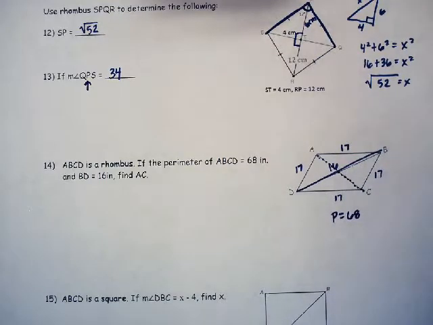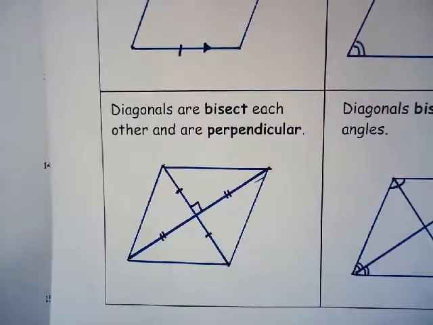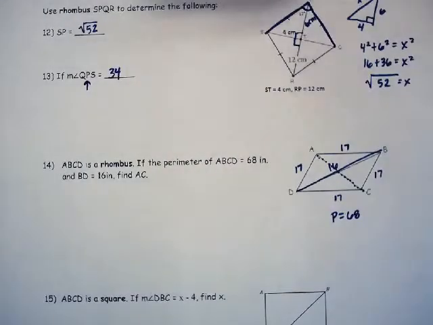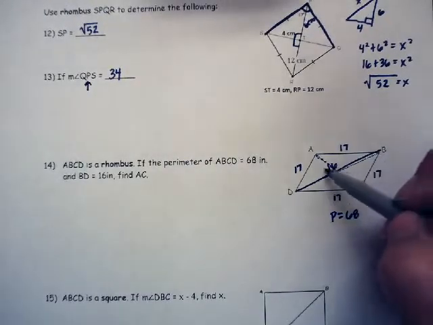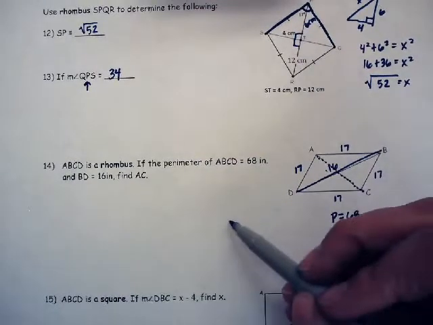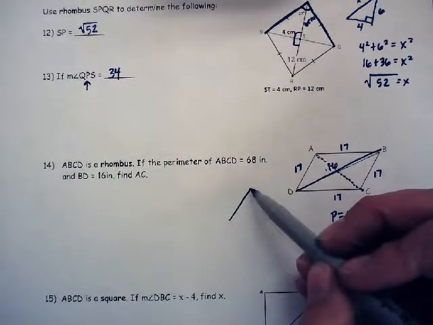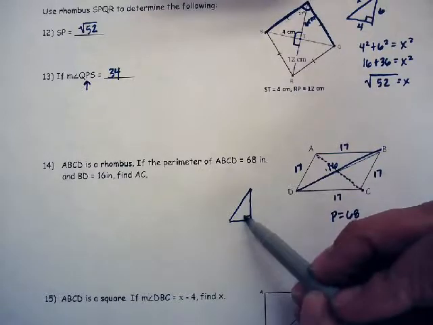This one, I put a dotted line. Now, even though on this picture it doesn't look like it, if we go back to our definition of a rhombus, our diagonals are perpendicular to each other. So I have a right triangle right here. And I'm just going to redraw it. I might even make it look more like a right triangle than that one does. Okay, so that's right here.